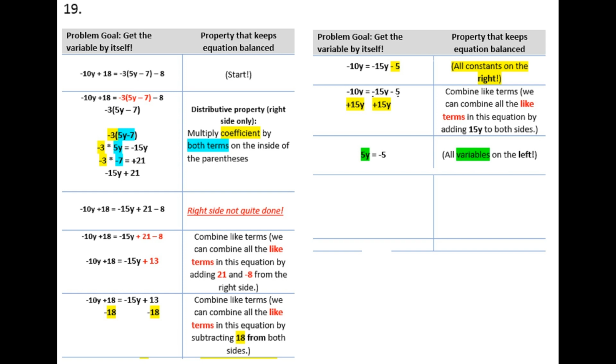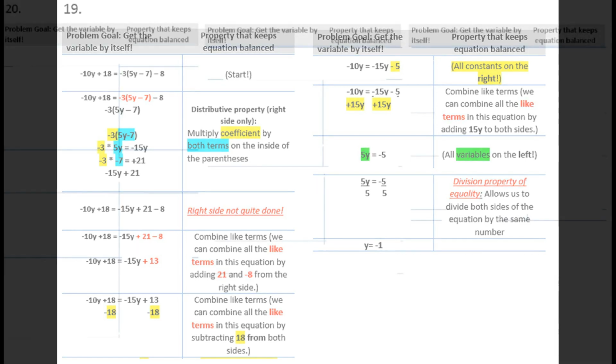All right, so now we have 5 times y equals negative 5. So now we have 5y equals negative 5. Divide both by the number 5. And you have y equals negative 1.